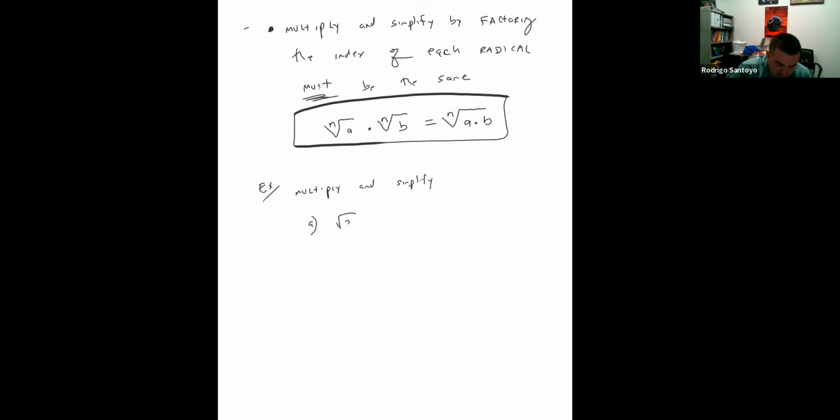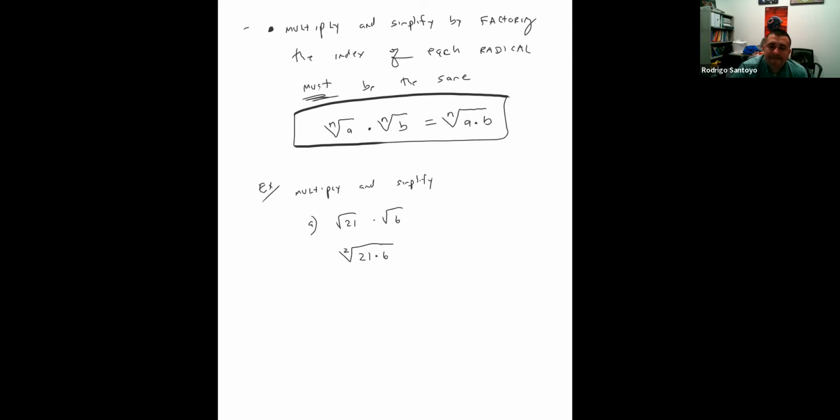Square root of 21 times the square root of 6. So notice that both of these radicals have an index of 2. Therefore, we can actually multiply them, right? This should be index of 2 of 21 times 6.